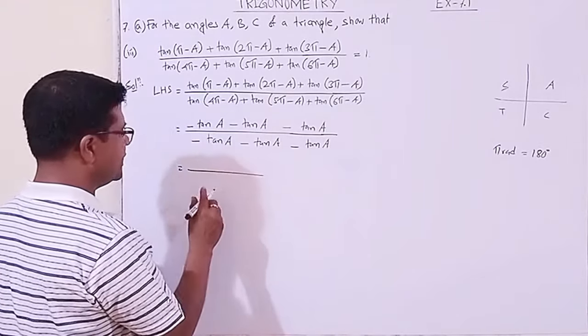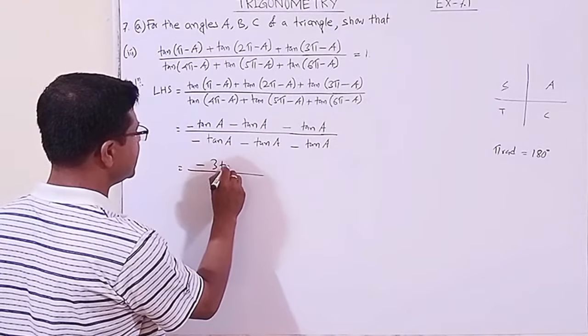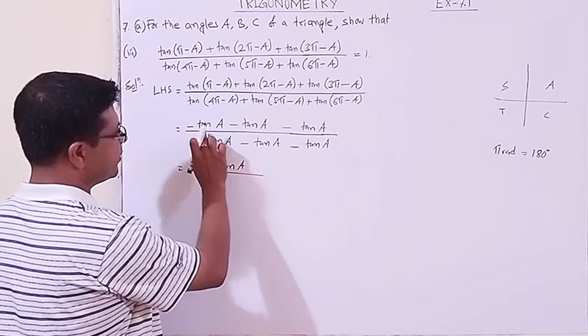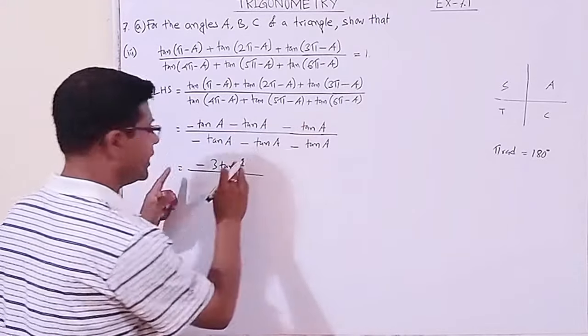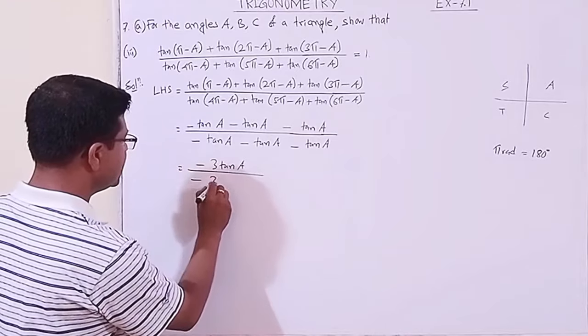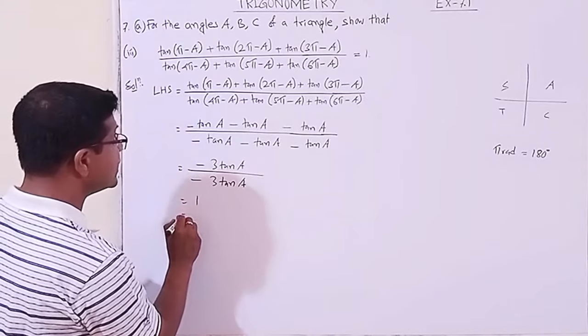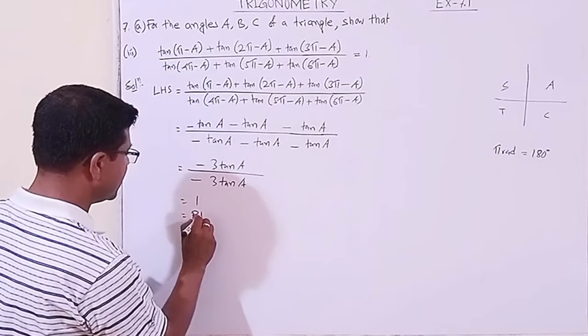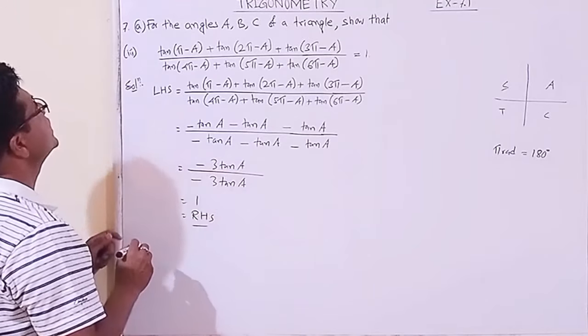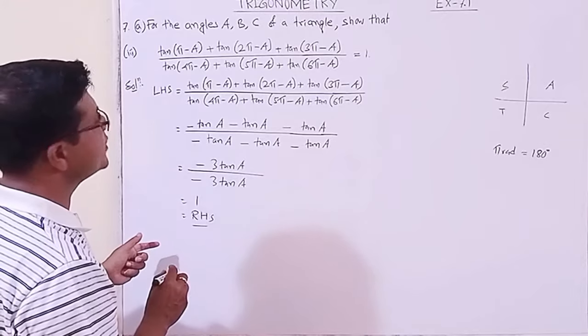So see, very simple thing: minus tan a, minus tan a, minus tan a, so minus 3 tan a. Same thing, minus 3 tan a. They will cancel each other, equal to 1. Look at the right hand side. So we have completed 7a. Now let us move to 7b.